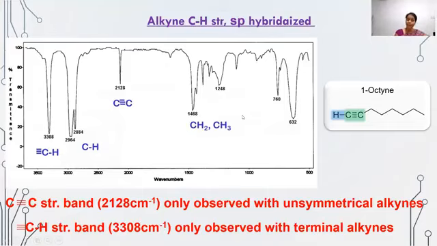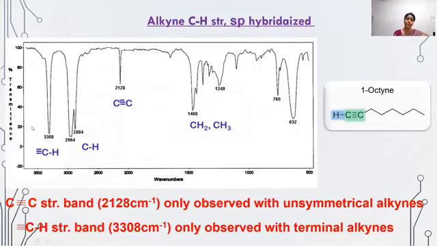Now, there are two main things. Since the intensity or the selection rule of the IR depends on the fluctuating dipole moment, symmetrical alkynes are always IR inactive. The C triple bond C stretching is only observed in unsymmetrical alkynes. In case of symmetrical alkynes, the value of fluctuating dipole moment will be 0 and the particular band will be IR inactive.